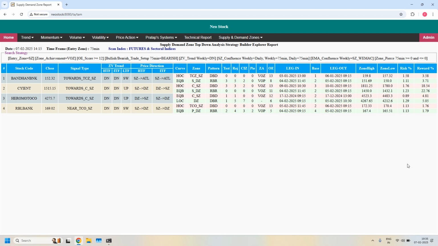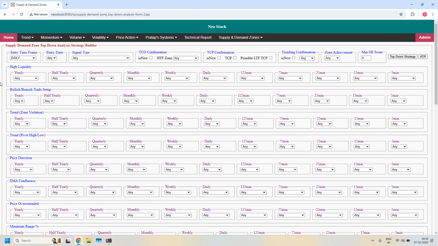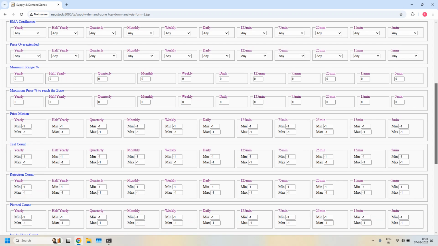Next we will look for daily income trade bullish and bearish trade setups. First one is a daily income trade bullish trade setup. Entry time frame 15 minutes. Entry zone demand zone. In bullish or bearish trade setup at 15 minutes entry time frame, I am selecting bullish, and these 15 minutes demand zone should not be pierced.